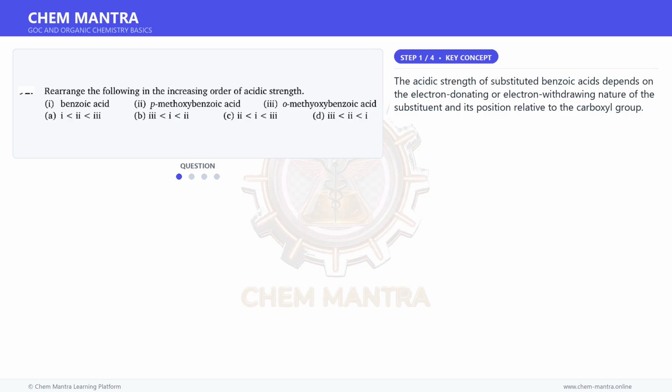The acidic strength of substituted benzoic acids depends on the electron-donating or electron-withdrawing nature of the substituent and its position relative to the carboxyl group.